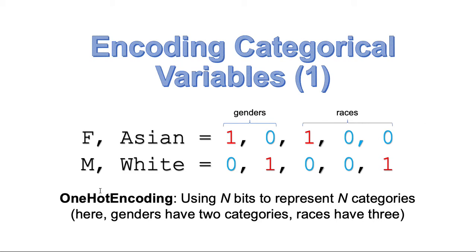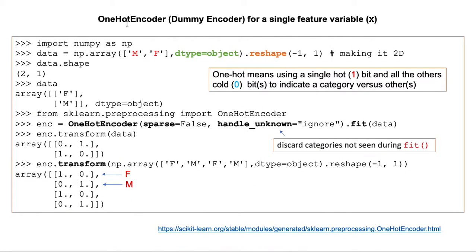And I'm going to describe one-hot encoding in more detail. Here's an example. I use one-hot encoder for a single feature variable. Because it's a single feature variable, we need to reshape it to be 2D. And you can see it has n rows, but just one column here. And we use sparse equal to false, so we can see the transformed data here.